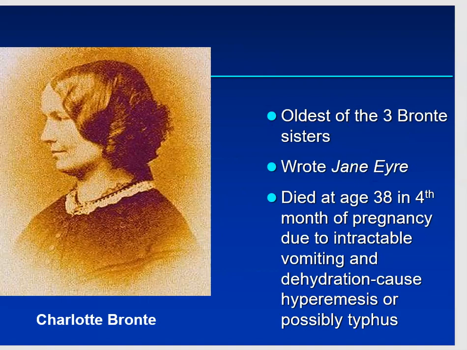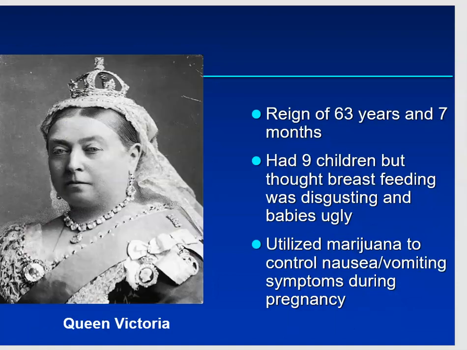If we look at some of the history among English women, this is a picture of Charlotte Bronte. She was the oldest of the 3 Bronte sisters and wrote the book Jane Eyre, which many of us have read either in high school or college. However, unfortunately, she died at the age of 38 in the 4th month of pregnancy due to intractable vomiting and dehydration. It was felt the cause was hyperemesis, though there are some people that feel possibly typhus was the cause.